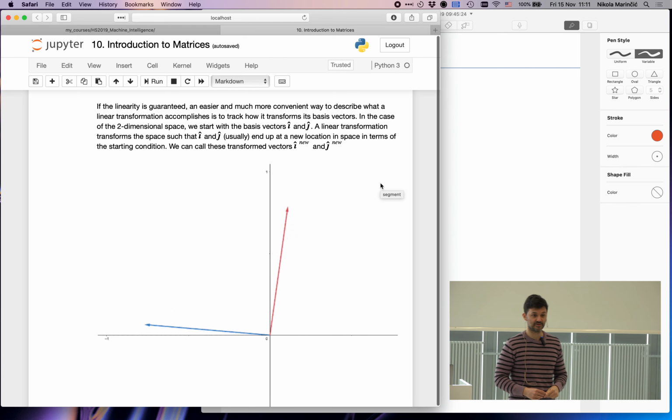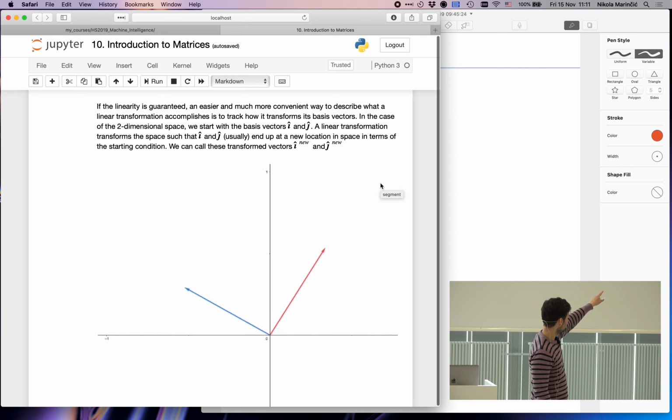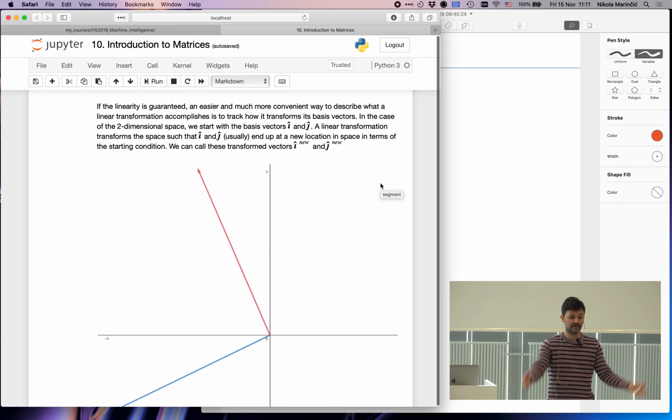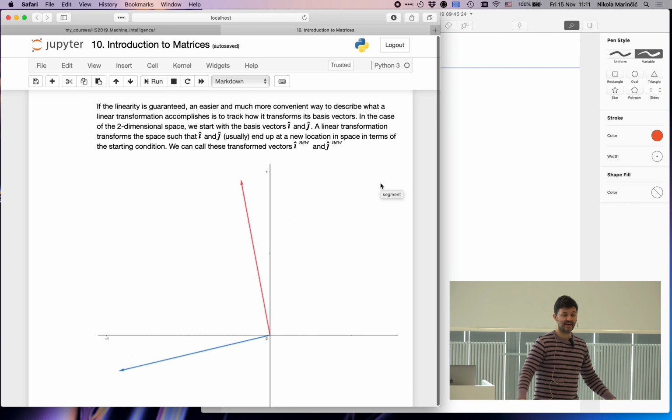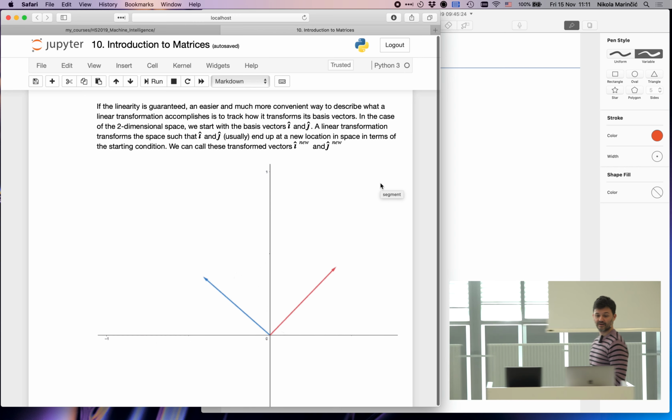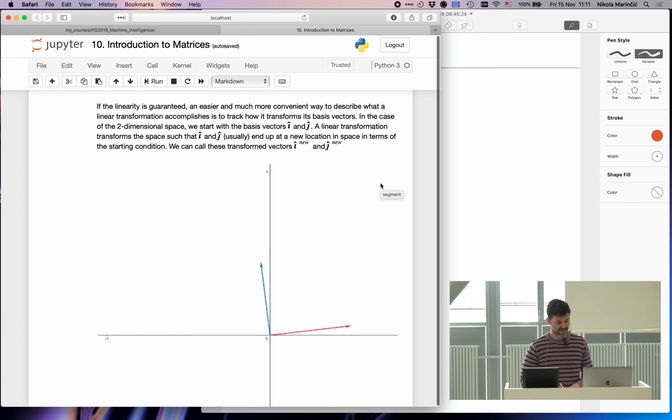And this is very nice, because imagine, if I am able just to capture where these two vectors land, I can then take any figure in the original space, and I will know where this figure will land in the new space.